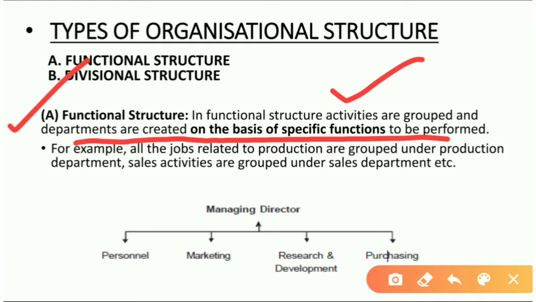Production function is there, marketing function is there, sales function is there, research function is there. Many functions are carried out, so on the basis of those functions, departments are made. Production functions will be carried out by the production department. On the basis of marketing functions we create a marketing department, and on the basis of selling functions a sales department. This is what organizational structure means, right?